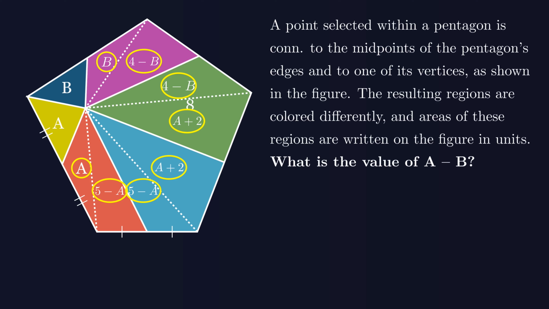We're told that the total area of the green region is 8 square units. So let's add the areas inside it. 4 minus b plus a plus 2 equals 8. From here, the difference, a minus b, is 2 square units.